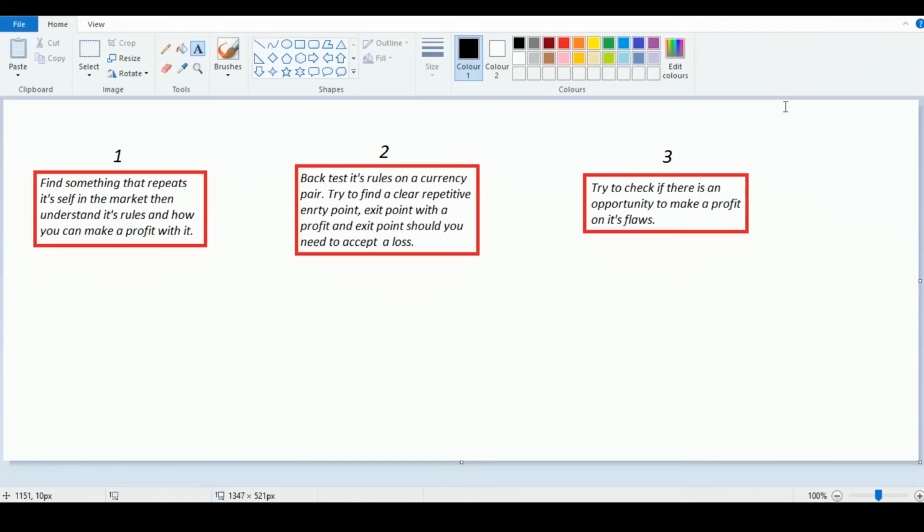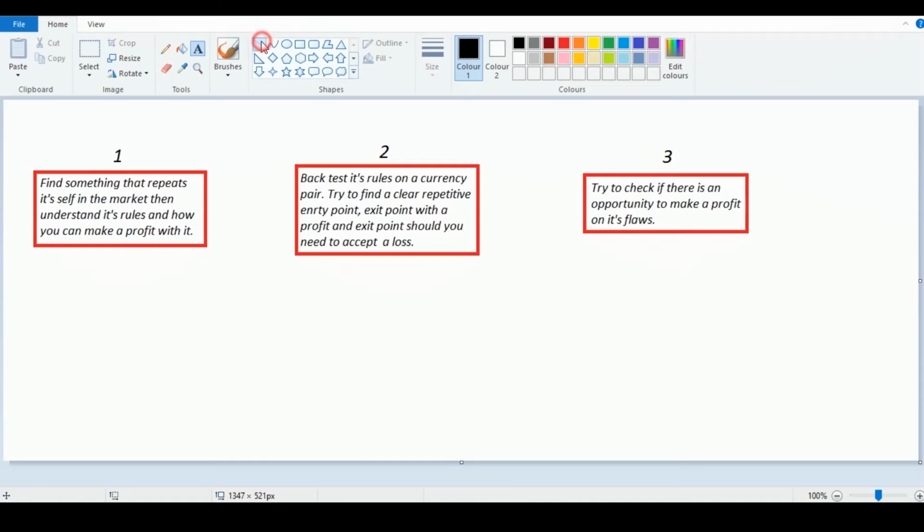Okay, so now we are going to go through the basic 3-step process of creating a strategy. Now, bear in mind, when someone says, "Oh, I've got a strategy," what they are saying is they have found something that repeats itself in the market in which they can make a profit on. Now, the basic 3-step process is find something that repeats itself in the market, then understand its rules and how you can make a profit with it.